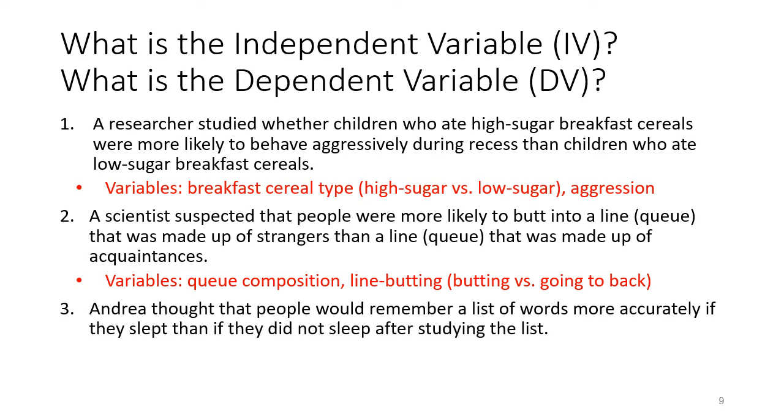Andrea thought that people would remember a list of words more accurately if they slept than if they did not sleep after studying the list. So what is it that she's going to measure? Well, she's going to measure how many words they recall, how accurate they are, and what she's going to manipulate is whether they sleep after studying the list or they aren't allowed to sleep after studying the list. So we would say sleep is the independent variable, and word memory is the dependent variable. She thinks word memory depends on sleep.